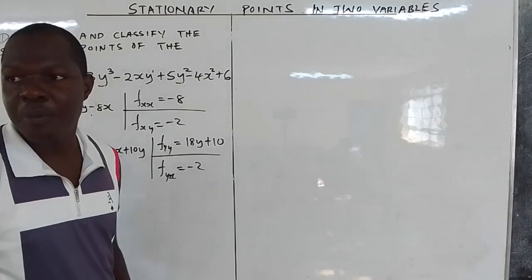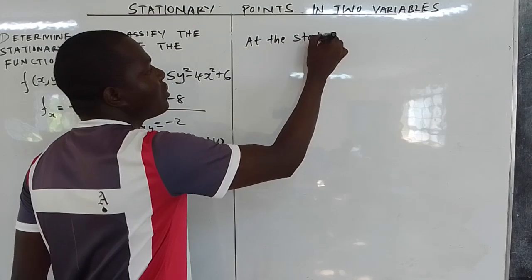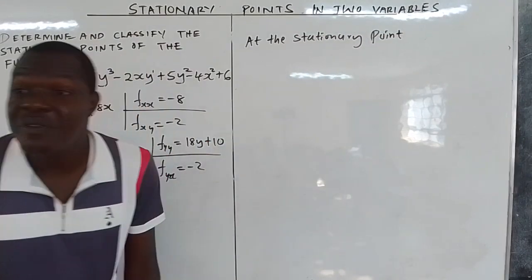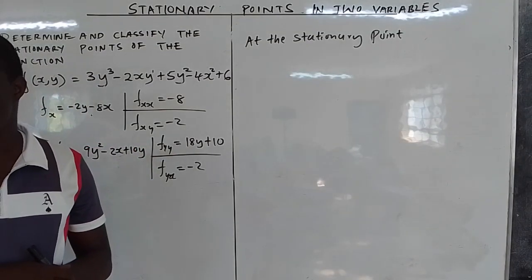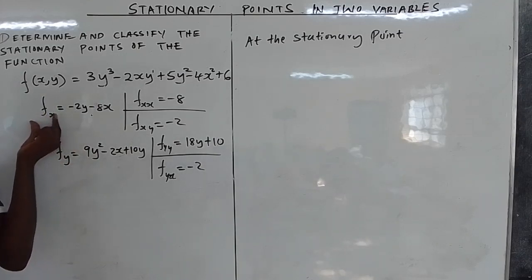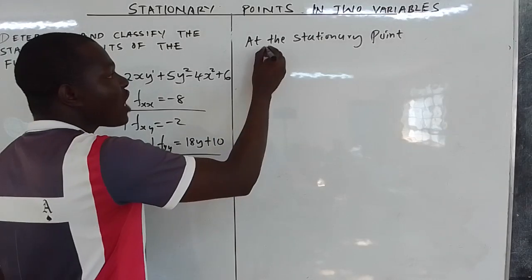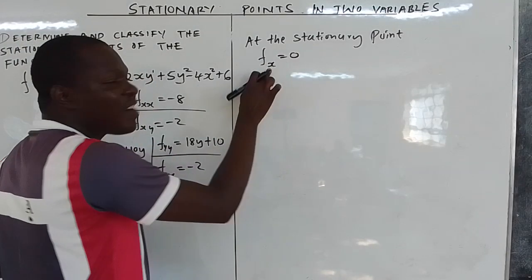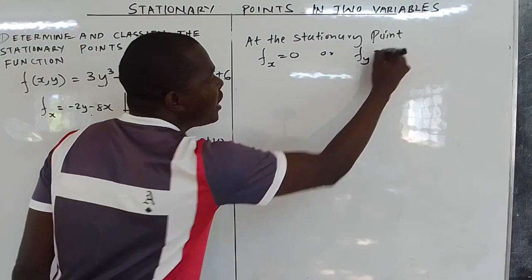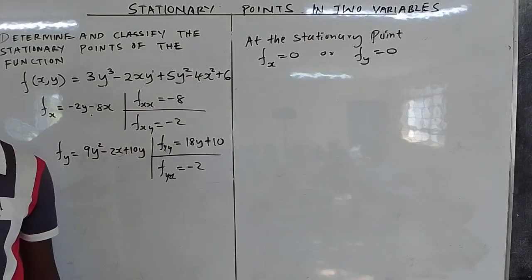So at the stationary point, what did we say? At the stationary point, the derivative is 0, isn't it? So it means at the stationary point, the derivative partially with respect to x is 0, and the derivative partially with respect to y is 0. Isn't it? You see that?